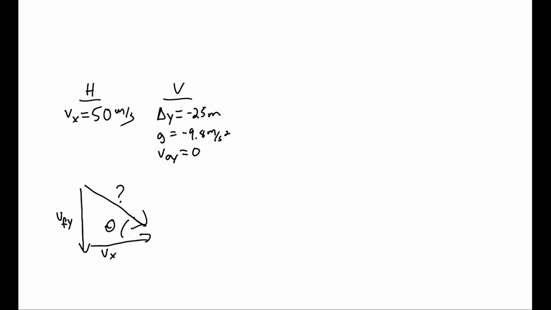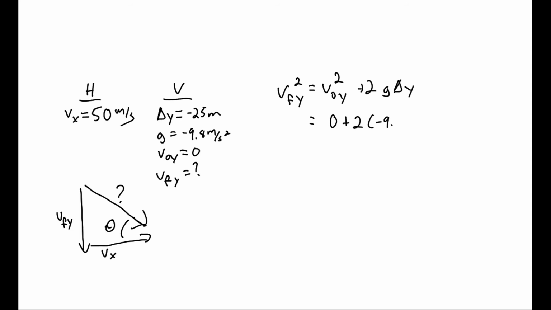So what equation can we use to solve for VFY here? The fourth one: VFY squared equals V0Y squared plus 2g delta y. So it equals 0 plus 2 times negative 9.8 times negative 25. And what does VFY equal? It ends up equaling negative 22.1, because when you take the square root, it's plus or minus. Any questions on that one?